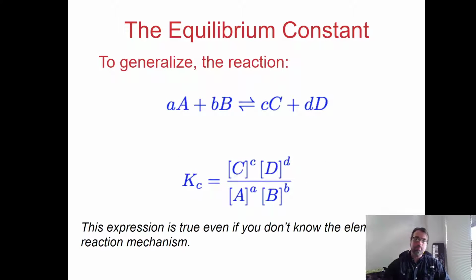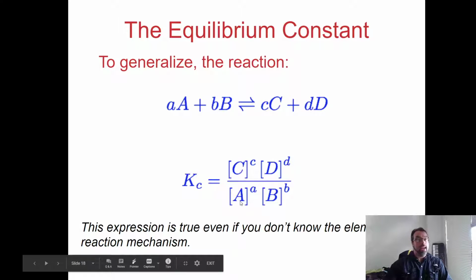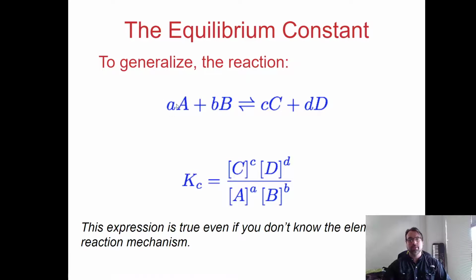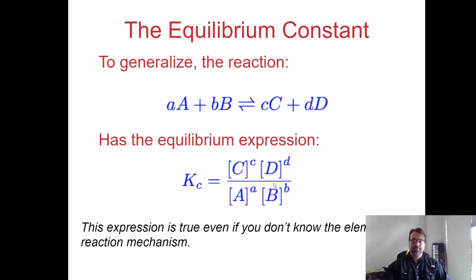To generalize, the formula for this is that we're always going to have our reactants at the bottom, and the coefficients that come from the balanced equation are always going to end up being the exponents here. So the coefficients are going to end up being the exponents for our equilibrium constant.